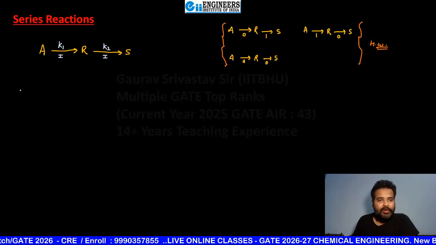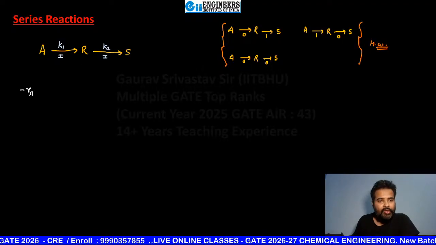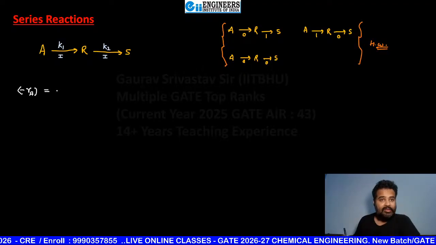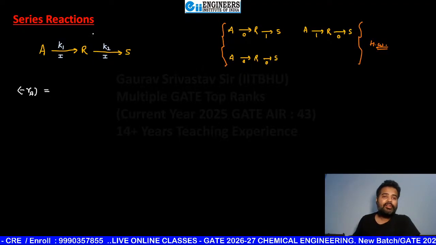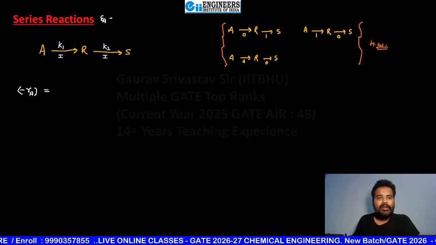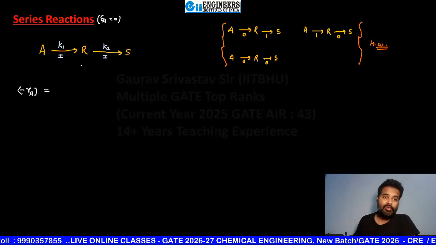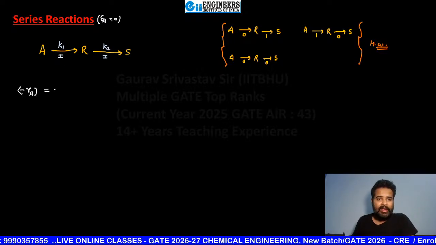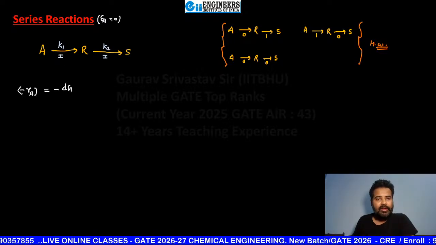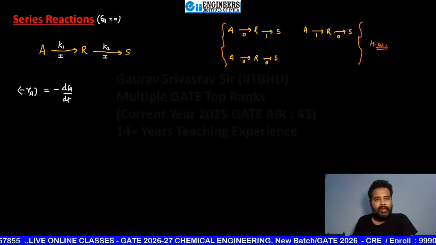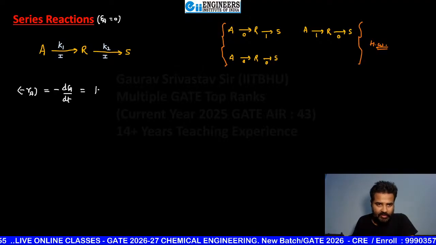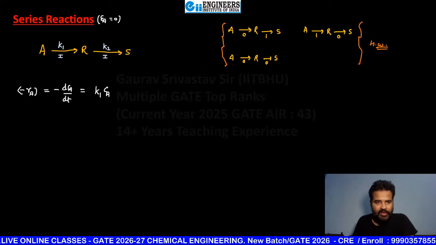Here, my dear students, if I write the rate of disappearance of A, clearly these are the same things we have been discussing. Epsilon A is equal to 0, clearly A is forming R and R is forming S, it is not 2R. So minus rA can be written as minus dCA by dt directly, and clearly its disappearance is just by K1CA.